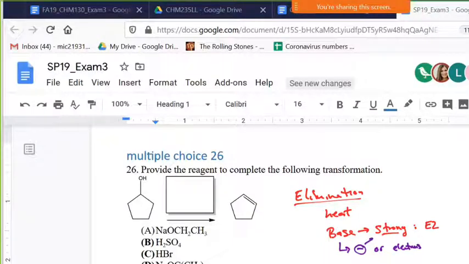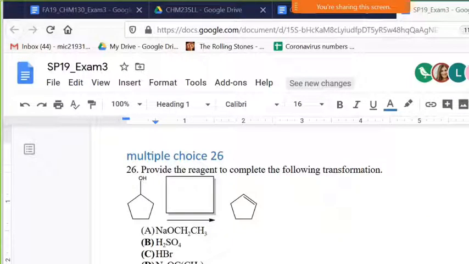A comes in with a strong base, B is a strong acid, C is a strong acid, and now I'm going to have to delete all the work so I can see D. And D is a strong base. So we might immediately eliminate B and C because those don't provide us that strong base characteristic, and we could look at A and D.